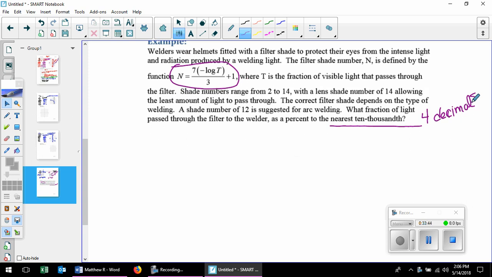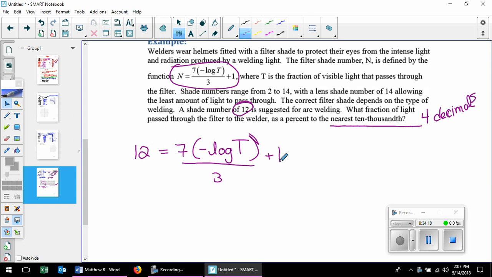So where does the 12 go in this? Does it go in for T or does it go in for N? Where does the number 12 go? It wants to know if 12 goes in for variable N or for variable T. N. Hey, what's the base on the log? It is 10. Nope, base 10.